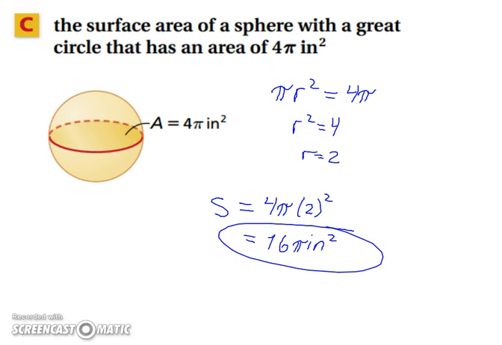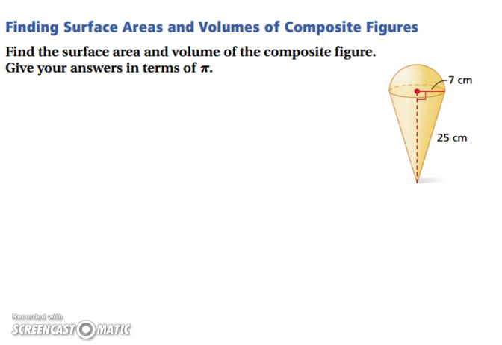Let's try a composite figure. Find the surface area and volume of the composite figure. Give your answer in terms of pi. Take a moment and utilize the formulas you now know to find the volume and surface area of the figure to the right.